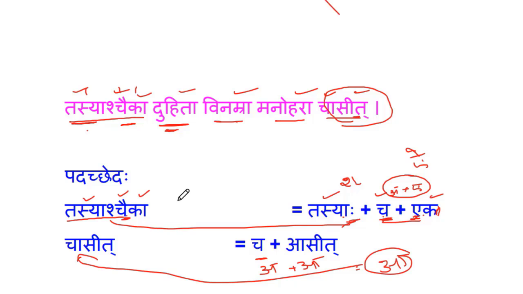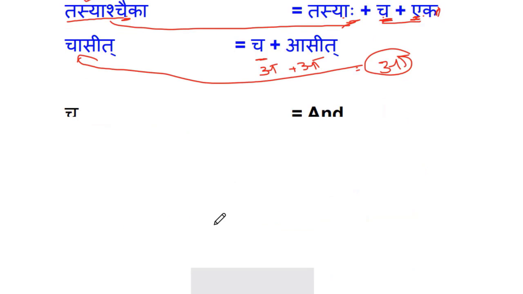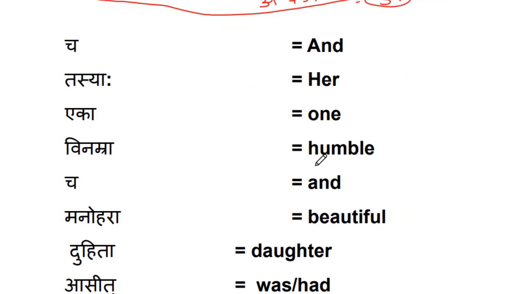Tasyaha Vinamra Manohara Duhida Asida. She had one daughter. Who is the Vinamra? Vinamra means a very, very humble. Vinamra means a very humble. I have given here: Vinamra, humble.